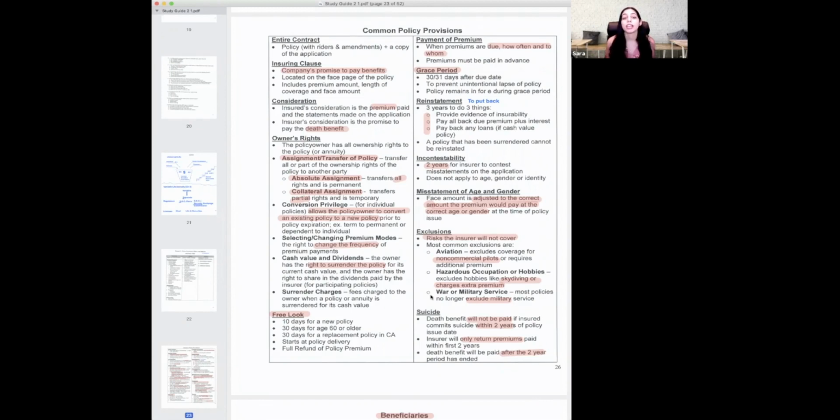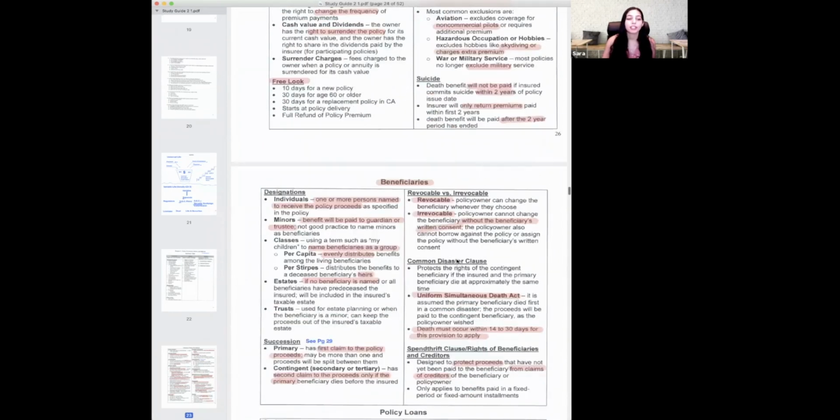Suicide. If you commit suicide in the first 2 years of your policy, then the company won't pay out. All they'll do is give a refund back to the family of anything that person put in. But if someone commits suicide after the 2 years has passed, then the company will pay out the full death benefit. Okay, next page. Beneficiary.